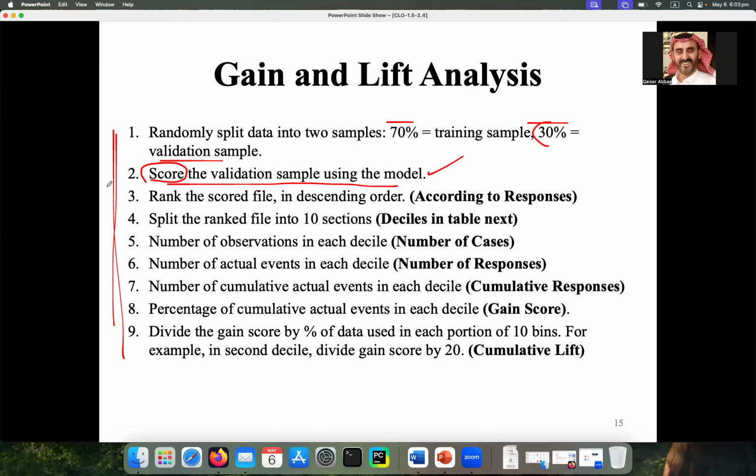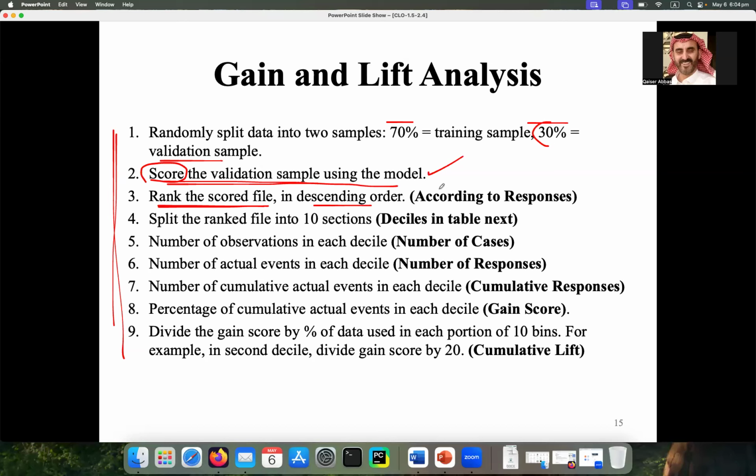That is the example. And then after that, you have to rank the scored file. When you have the scores in your resultant file, then you have to rank that file according to the score in descending order. In descending order, higher first, lower after.